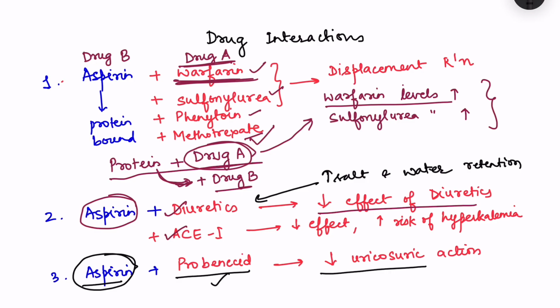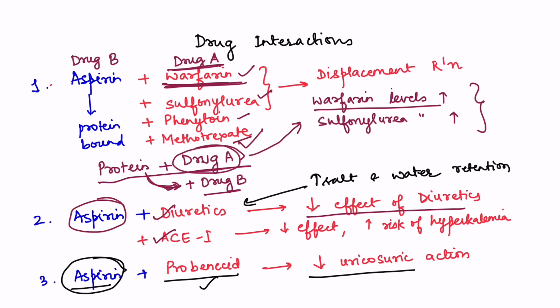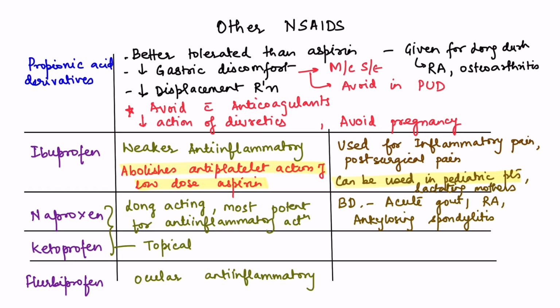So what we have seen in this video: we briefly saw the synthesis of the prostaglandins, the actions of the prostaglandins, and the constitutive and inducible actions of COX-1 and COX-2. Then we also saw the classification of NSAIDs and the major actions of the NSAIDs. Then we saw the classification of non-selective COX inhibitors, and in this we saw mainly aspirin in detail. In the next video, we are going to talk about other NSAIDs, where we will focus only on the key points of other NSAIDs.